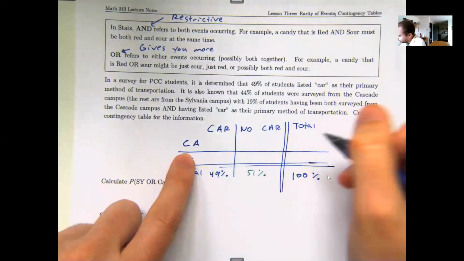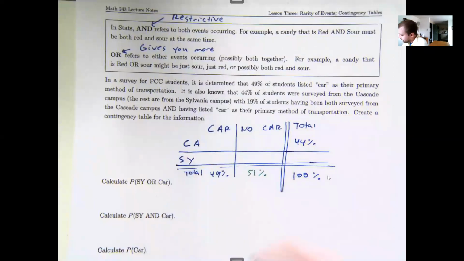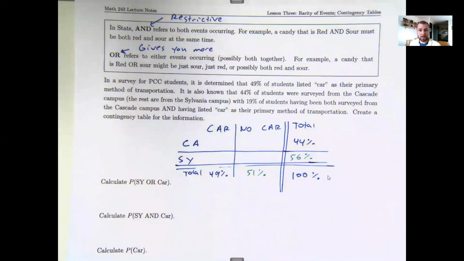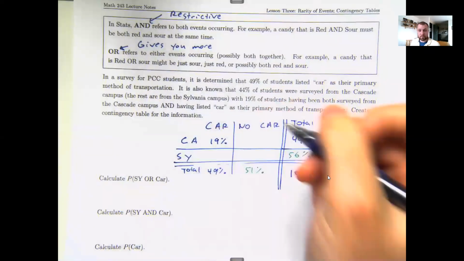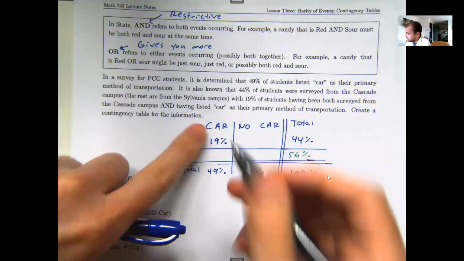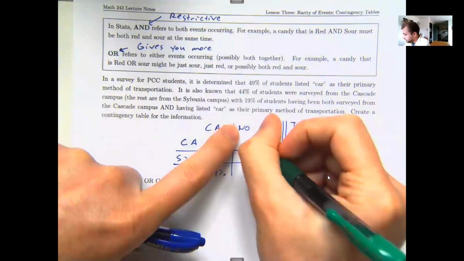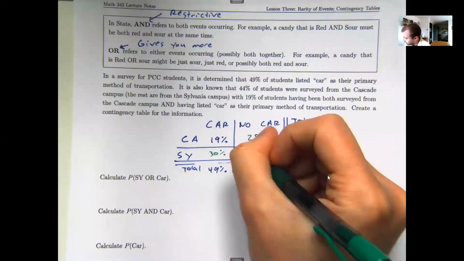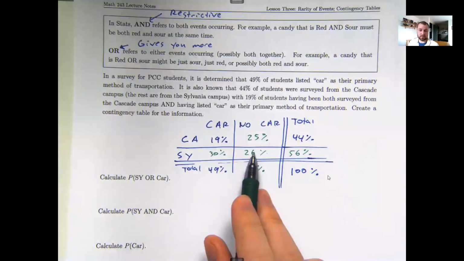44% were from Cascade. So the remaining 56% were from Sylvania. 19% car and Cascade, 19%. Then let's do addition and subtraction to find the rest. 19 and 30 gives me 49. 19 and 25 gives me 44. 25 and 26 gives me 51. 30 and 26 gives me 56. Okay.